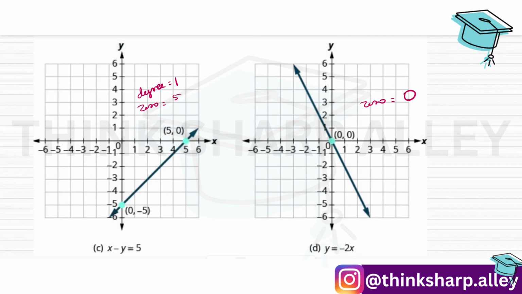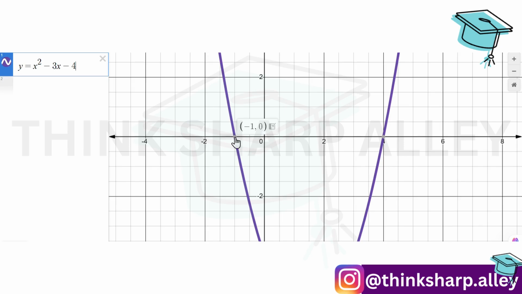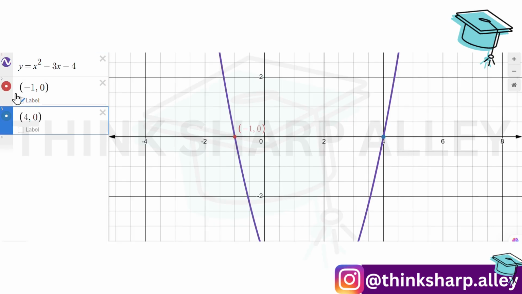Now let us look for the geometrical meaning of a zero of a quadratic polynomial. For this, consider a quadratic polynomial p(x) equal to x squared minus 3x minus 4. Let us see what the graph of y equal to x squared minus 3x minus 4 looks like. So we see it cuts the x-axis at this point and this point.